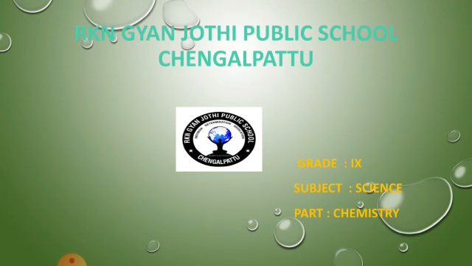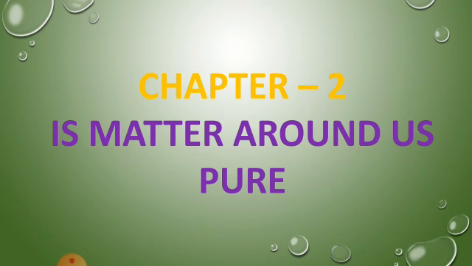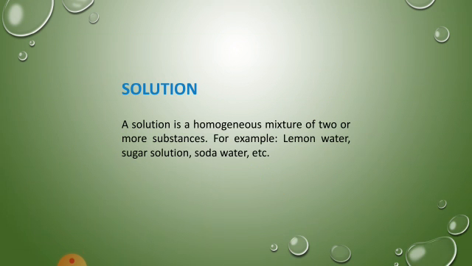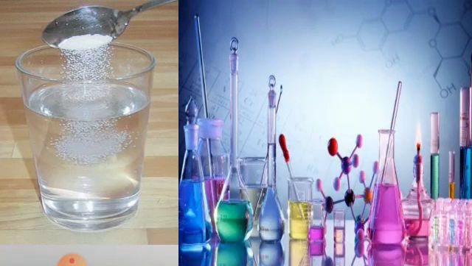Today's portion is chapter 2, Is matter around us pure? Solution. What is a solution? A solution is a homogeneous mixture of two or more substances. For example, lemon water, sugar solution, soda water. So this is one of the examples of a solution.